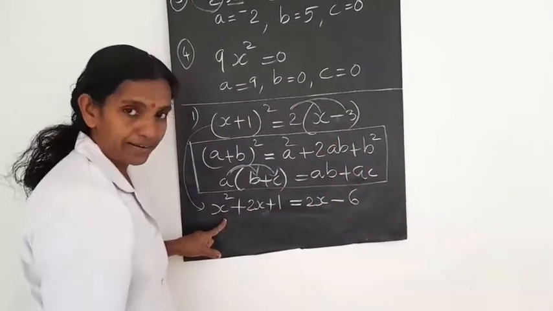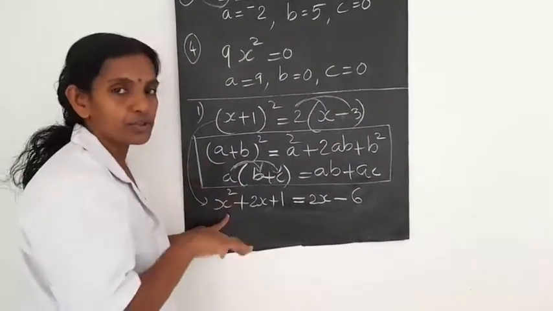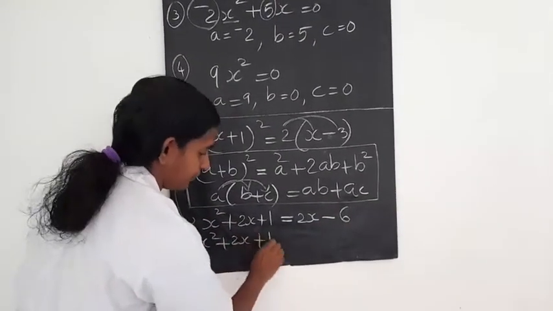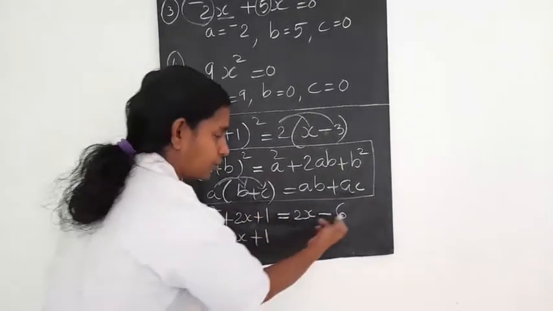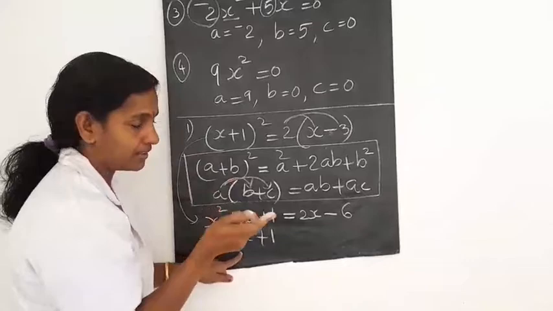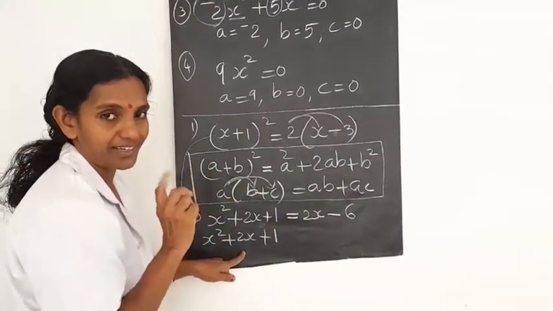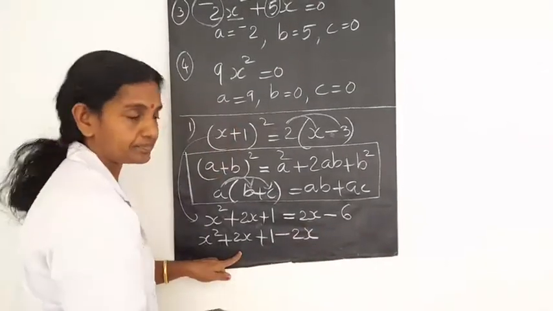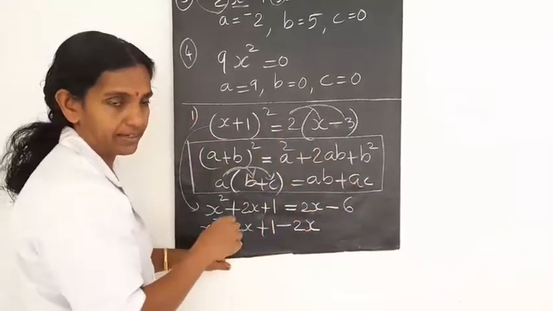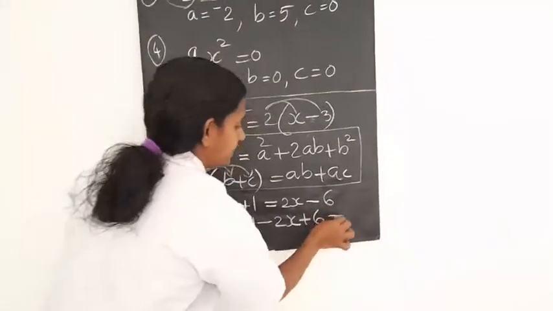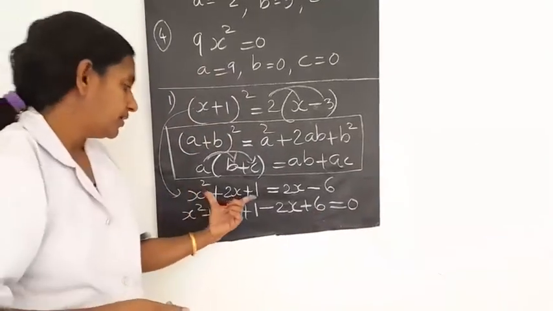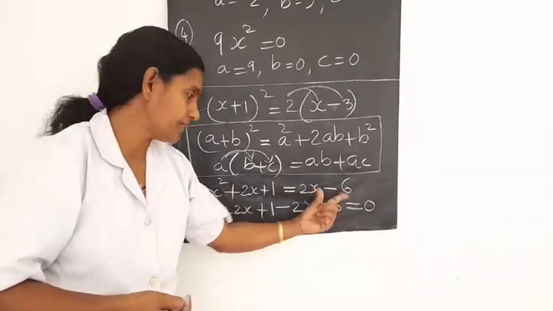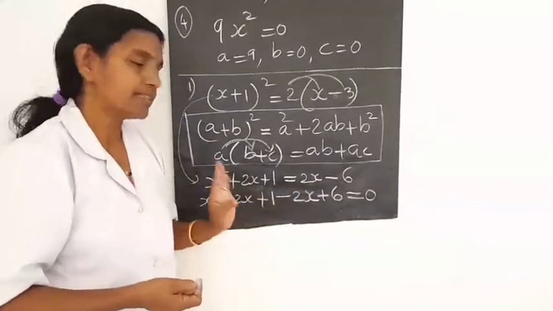RHS also we are expanding. Then the next step is taking all the terms to the left side. So here it is x square plus 2x plus 1. Left side we are writing like this. And taking these two terms to the left side. For that, side change means sign change. Remember that? So 2x, here it is positive, that will become minus 2x. Here minus 6, that will change the sign, that is plus 6. That is equal to 0. So taking the right side 2 terms, these 2 terms we are taking to the left side.